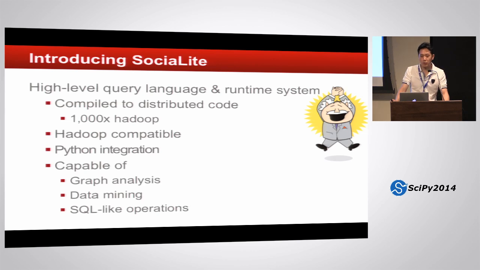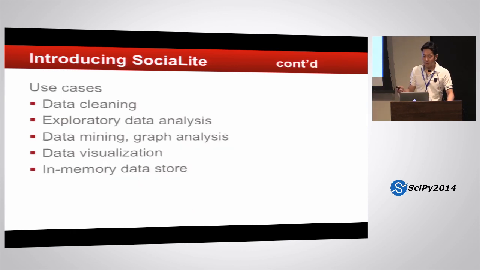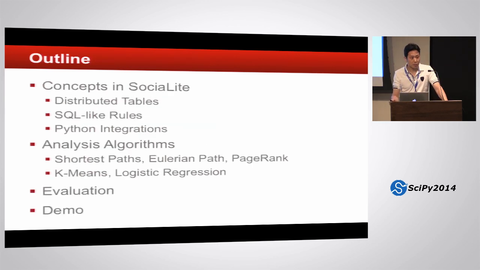It's Hadoop compatible, meaning that you can read data from the Hadoop distributed file system. And we have Python integration to make it easy to express many of the graph and data analysis algorithms. With this query language, you can do all of these tasks, plus these other tasks as well. You can do data cleaning, exploratory data analysis, data mining, graph analysis, and some visualization as well. I'll be mostly focusing on this and a little bit of this in the demo, but you can do the rest easily with SociaLite.